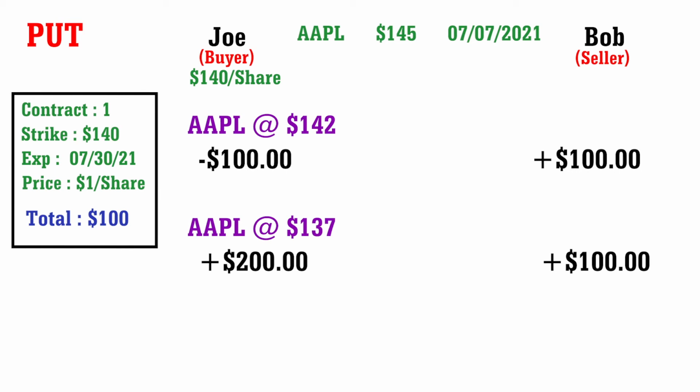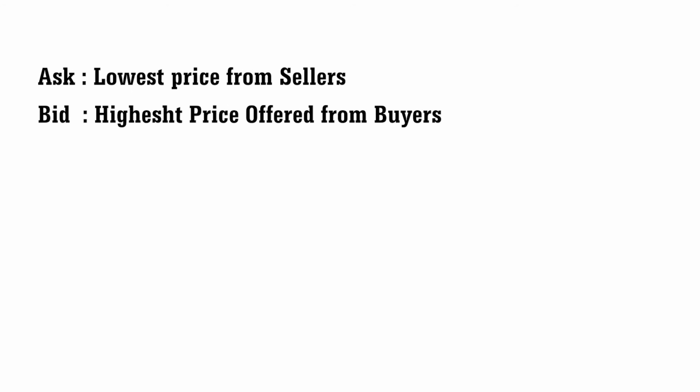Now we know the basic fundamentals of call and put options. Let's look at a few more common terms used in options. The first one is ask price. The lowest price the seller is willing to accept is called the ask price. The next one is bid price. The highest price the buyer is willing to pay is called the bid price. The difference between bid and ask price is called the bid-ask spread.